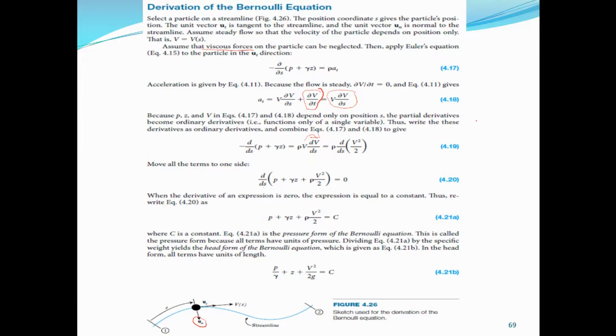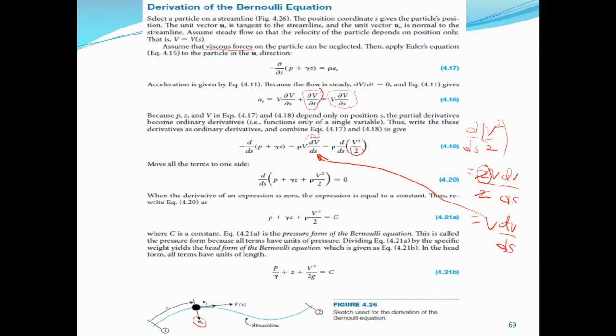Why over 2? Let me quickly differentiate this. When we differentiate V squared, what do we have? We have 2V and then dV ds. So to take care of this 2, that's why we are dividing by 2. So when we differentiate V squared over 2, we will have 2V over 2 dV ds. You see the 2s cancel out, and at the end we have V dV ds. So we are going back to where we started, V dV ds. That is why we are introducing the 2 here.